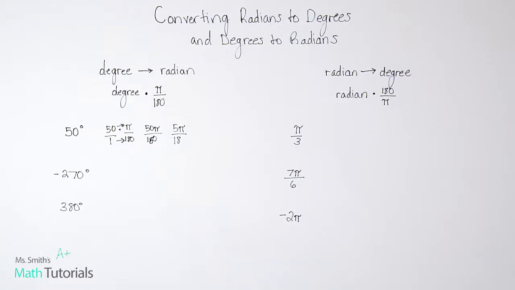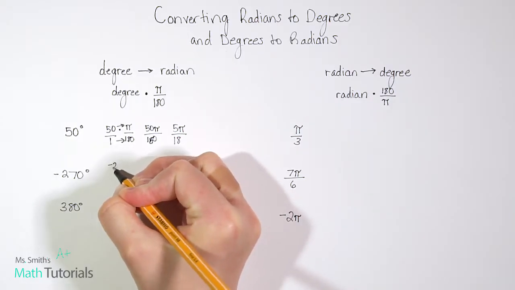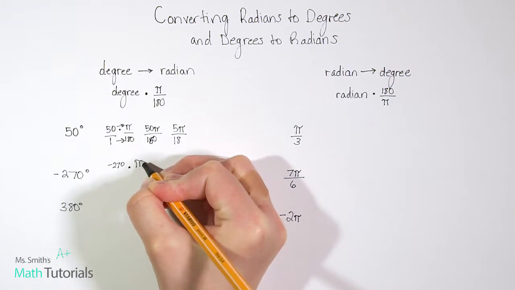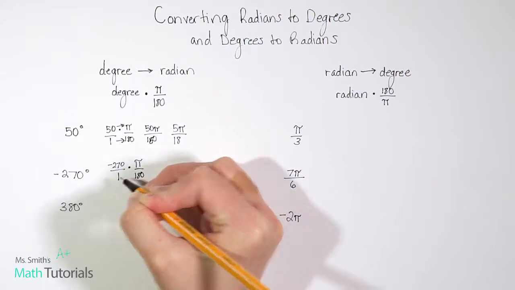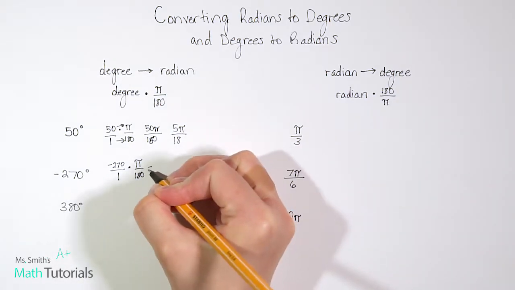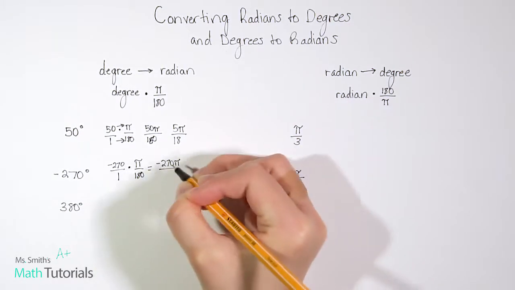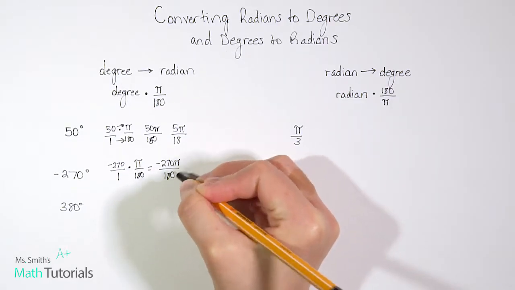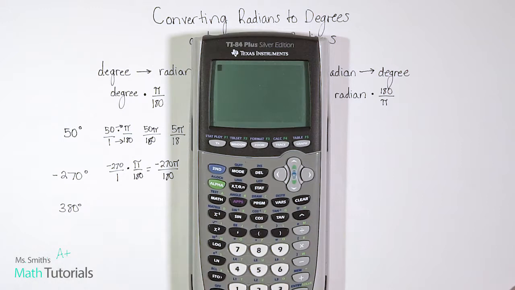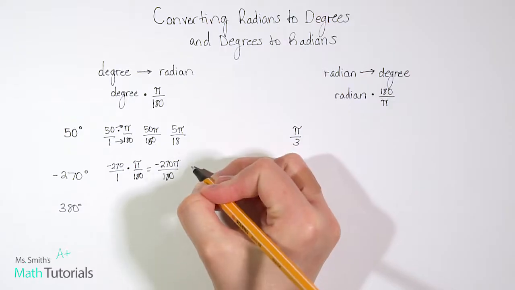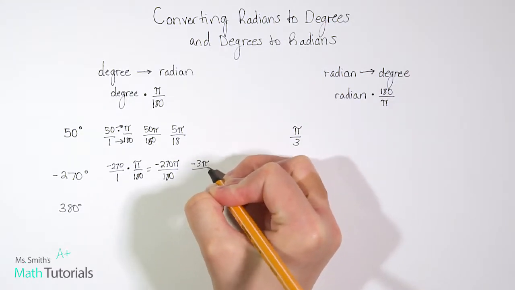All right, let's try another one. So you'll notice this next one is a negative angle measure, so negative 270 degrees. We want to take that to a radian. We follow that same formula, so we write negative 270 times pi over 180. And we can always put that negative 270 over 1. So negative 270 times pi is just negative 270 pi. And 1 times 180 is just 180. You definitely want to use a calculator to reduce that. Turn that into a fraction, and we get negative 3 over 2. So that tells us our answer is negative 3 pi over 2.